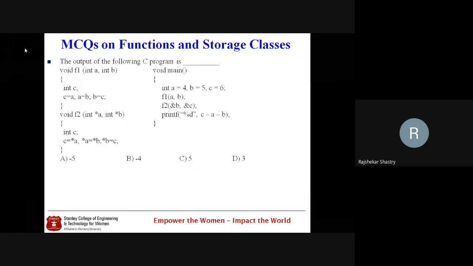Now that simple arithmetic statement we are printing in the printf statement: C minus A minus B. What is C? C is 5 because of the swapping. 5 minus A, which remained 4, is 1. 1 minus B, B is 6 here. 1 minus 6 is minus 5. Therefore, the answer is minus 5, that is option A.